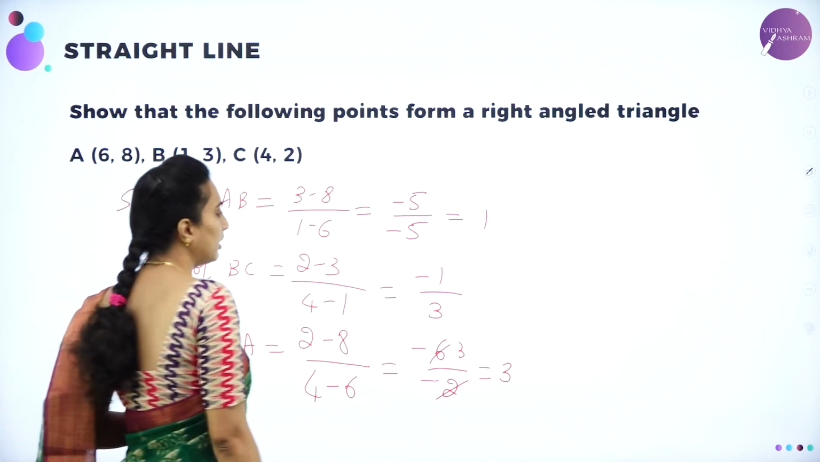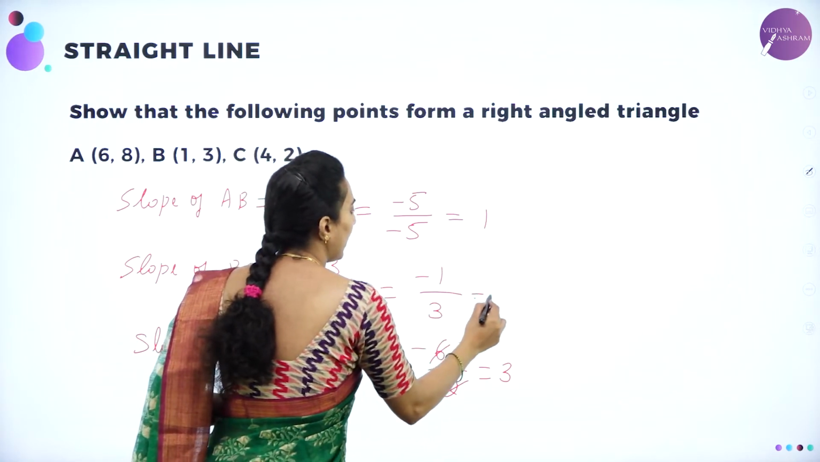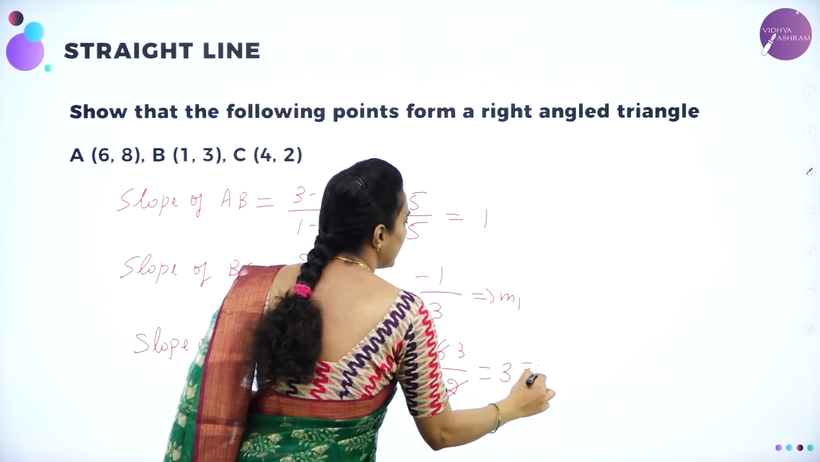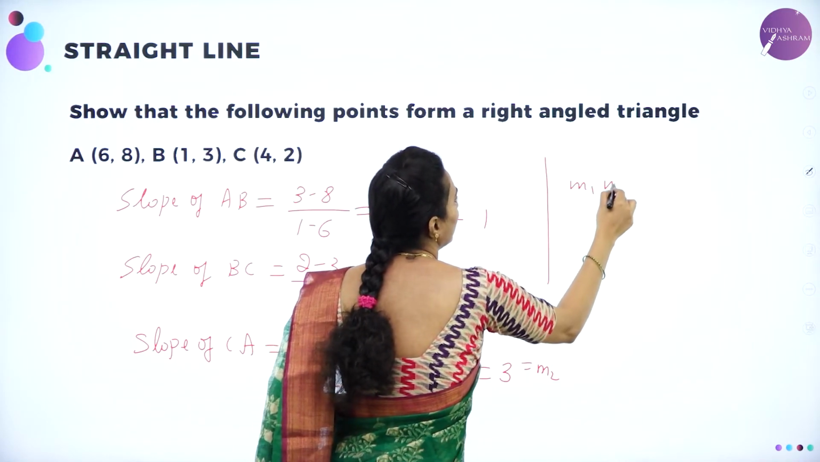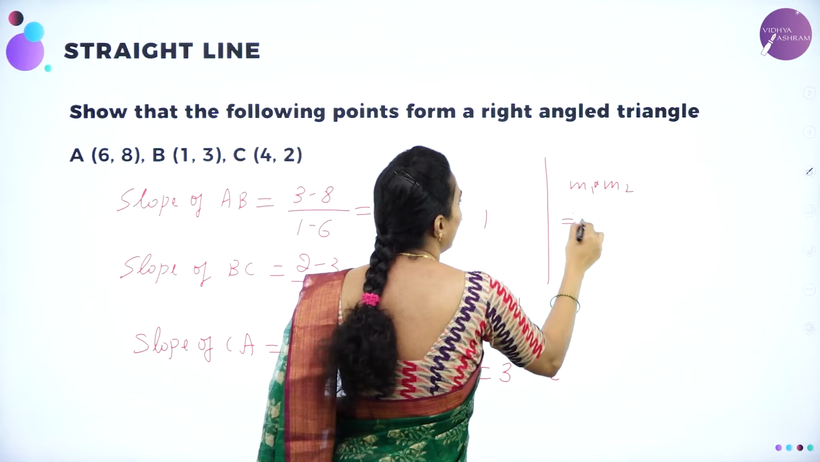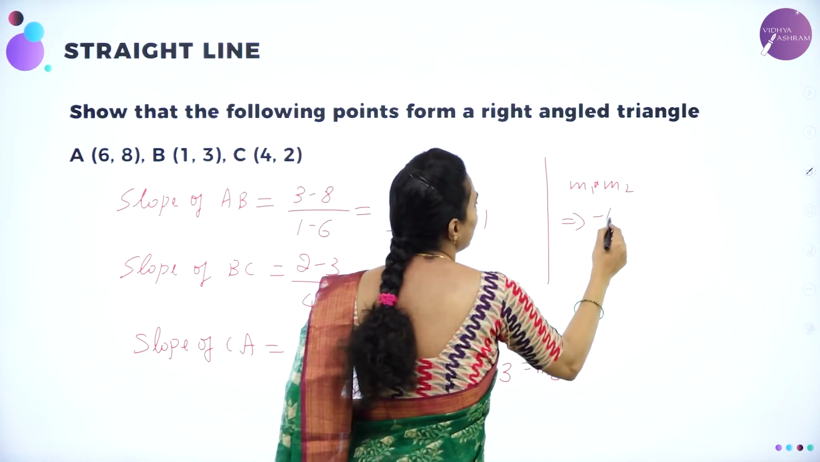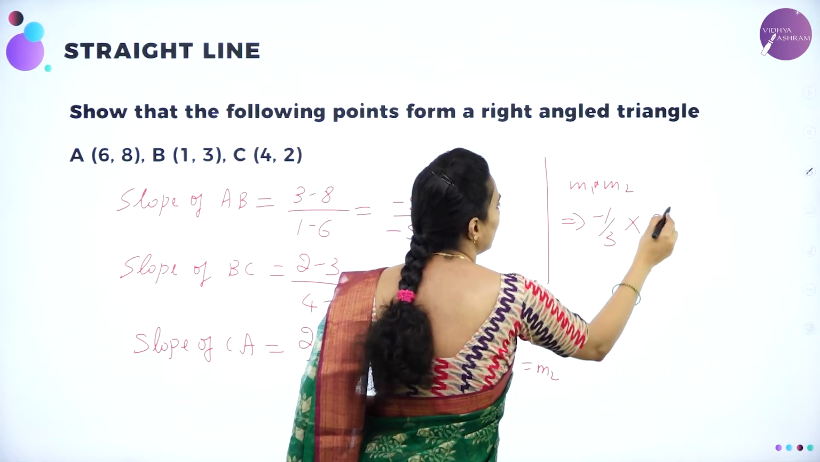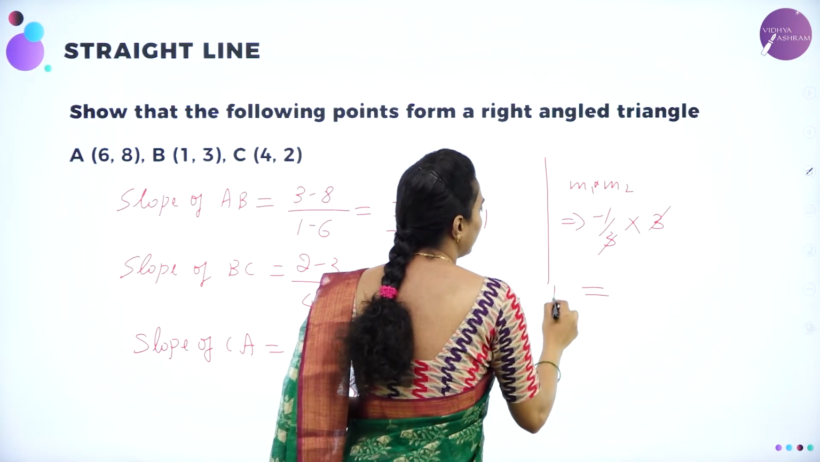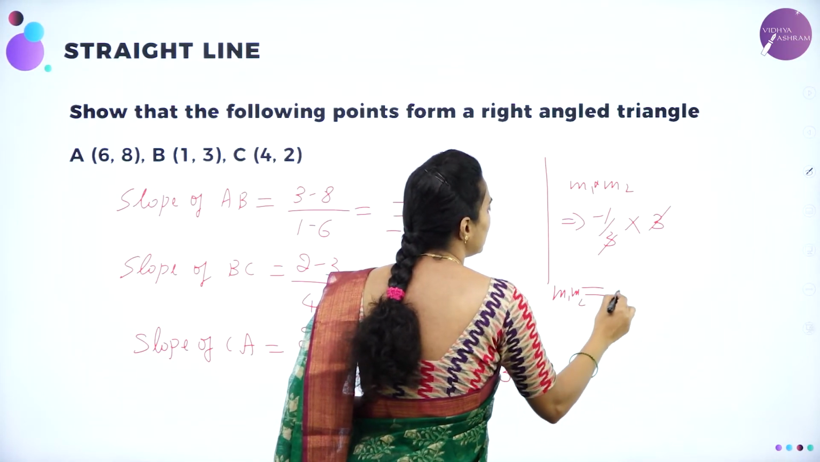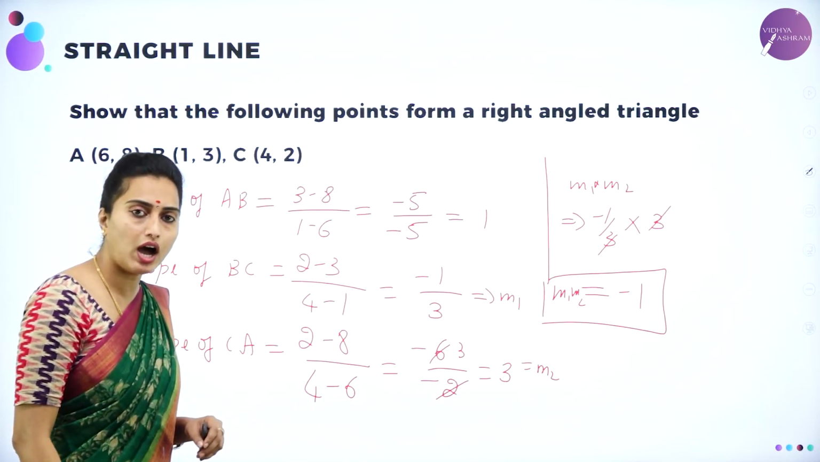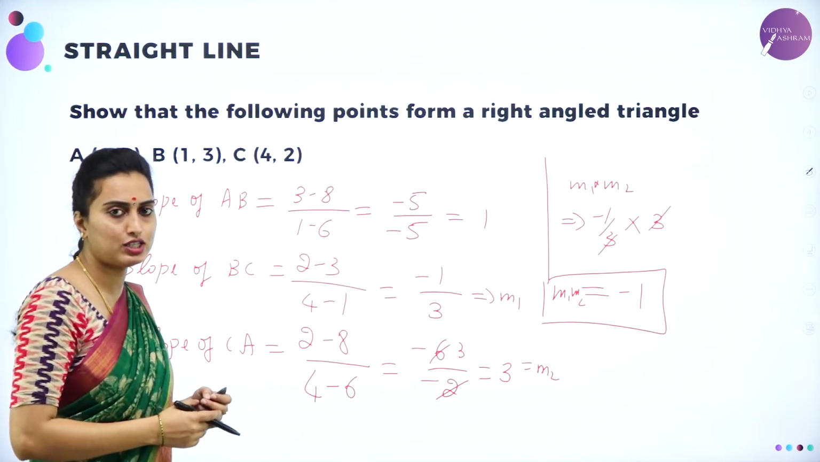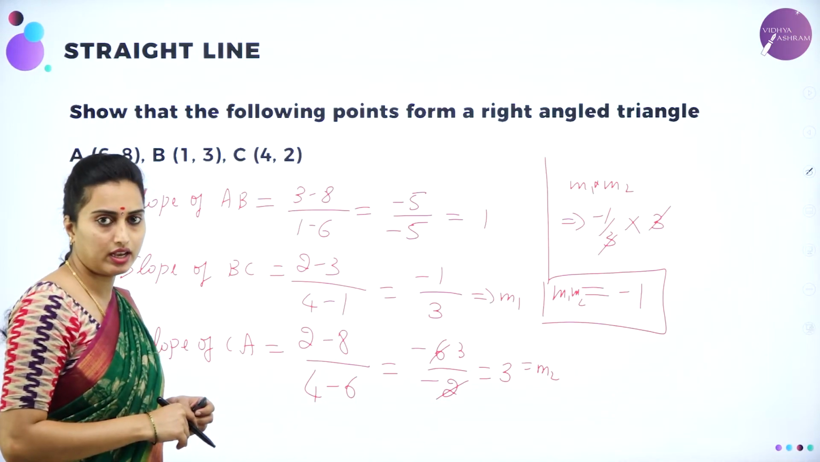Now you can consider this as M1 and this as M2. What is M1 dot M2? M1 into M2, where M1 is -1 by 3 into M2 is 3. The 3 will get cancelled. Therefore, M1 dot M2 is equal to -1. This is how you are going to prove the answer. Therefore, the given points form a right angle triangle.